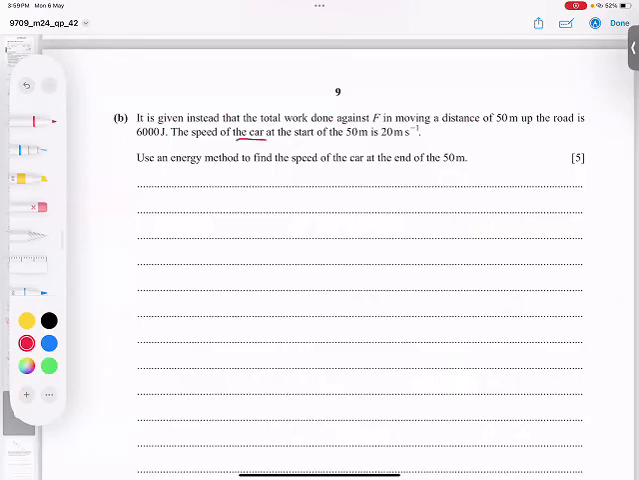At the start, speed is 20. Okay, speed is 20, so speed at the bottom is 20. And distance is 50 meters. No problem at all.